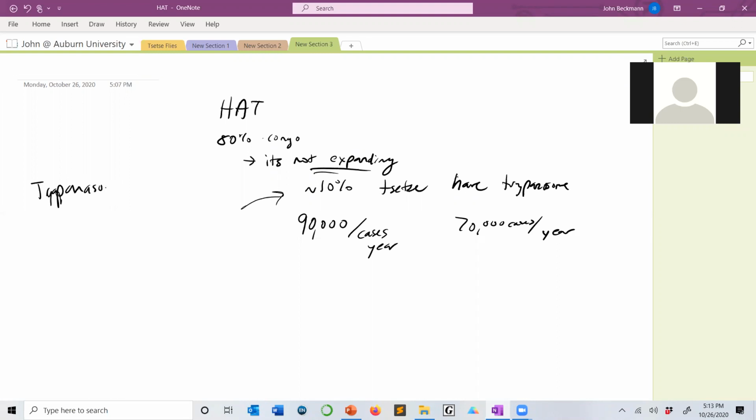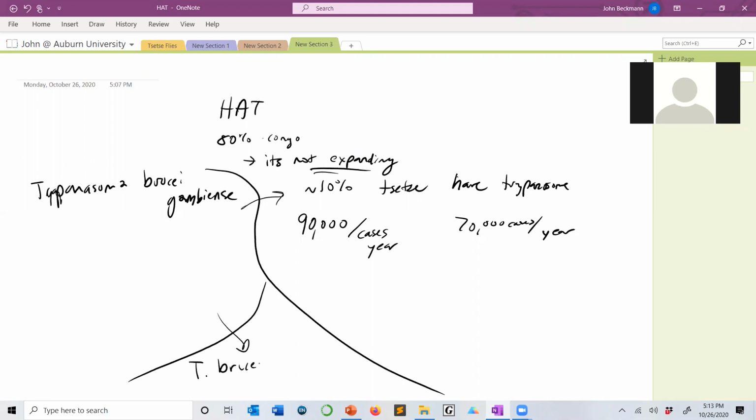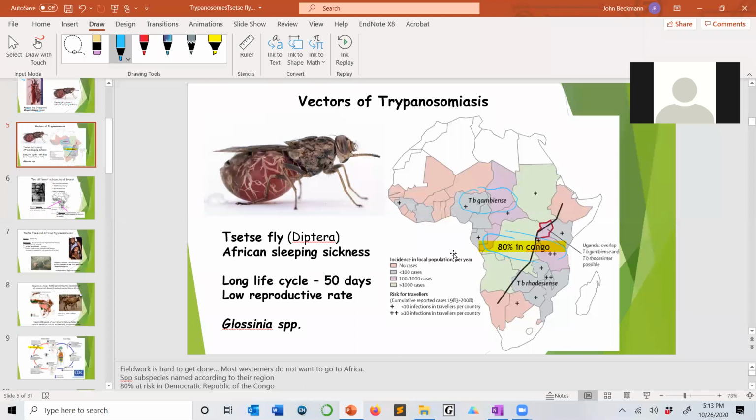brucei gambiense. Okay, that's like the northern strain. And then there's a strain down here, which is Trypanosoma brucei rhodiense. Did I get that right? Rhodiense, yes. Okay, and there's differences between these strains that are really important.